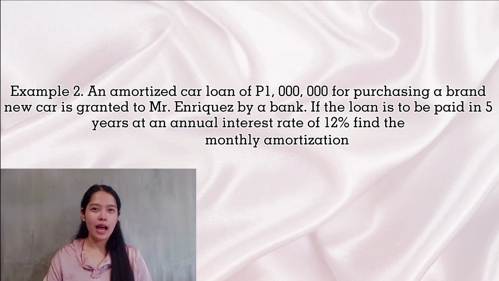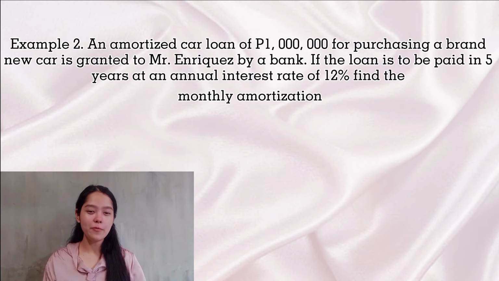For example, an amortized car loan of 1 million for purchasing a brand new car is granted to Mr. Enriquez by a bank. If the loan is to be paid in 5 years at an annual interest of 12%, find the monthly amortization. But before we proceed, let us first find the values of N, I, and P.